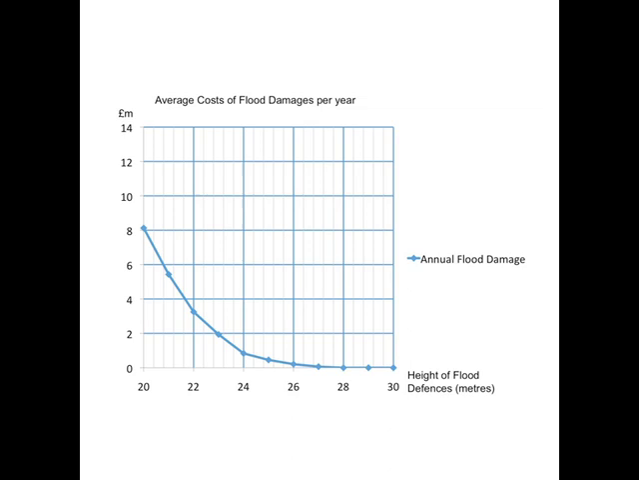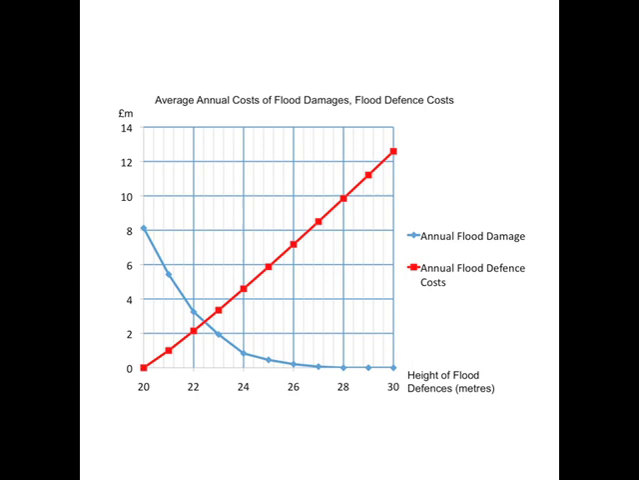And the cost of the flood wall, using that equation of height minus 20 to the power 1.1, will give us these annual flood defence costs. Now, has anybody got an idea what the optimum height of the wall is now? Anybody like to guess what the answer is going to be? Where the two lines meet. How many people think it's where the two lines meet? How many people don't think it's where the two lines meet?